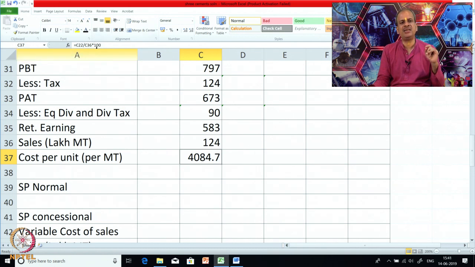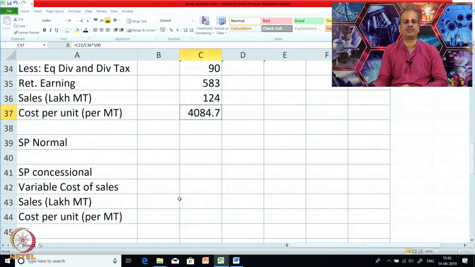That is why it is multiplied by 100. Have you noticed it? Because all other figures were in crores. Only sales are given in lakhs of metric tons. So when you divide, you will have to multiply by 100. So you get per metric ton cost of 4087. Okay.